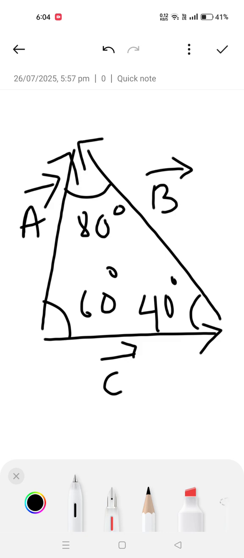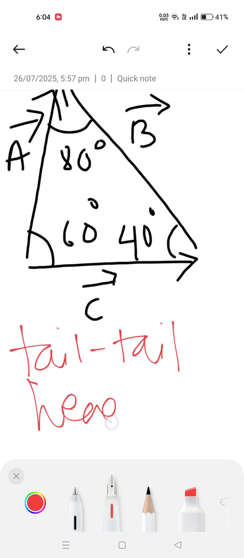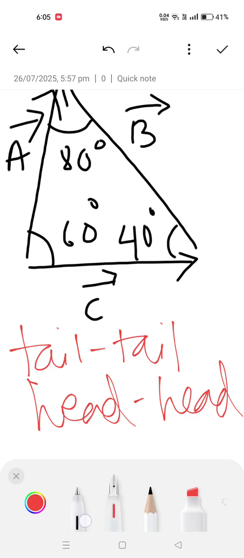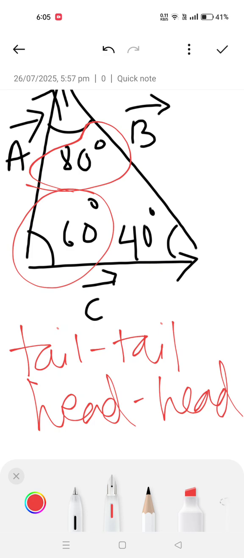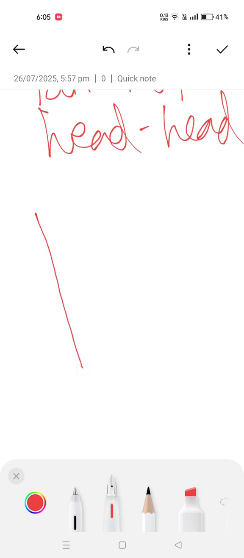Now the angle is always taken between tail or head. Okay, so if we see this particular diagram, the angle between a and b vector is 80 degrees. It's given the angle between a and c vector is 60 degrees, but the angle between b and c vector is how much? Okay, so what we can do is we can see this is the b vector, so we can shift this c vector.